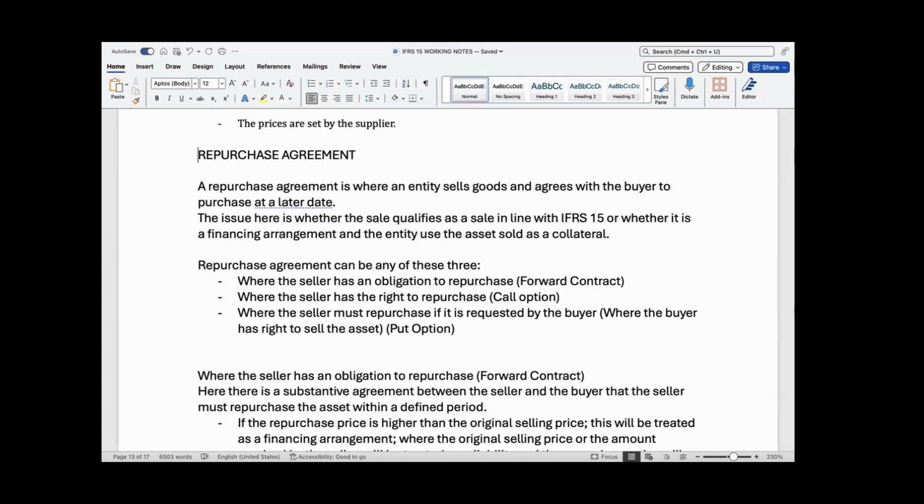So the major issue here, the only thing we need to sort out and understand very well, is that we need to identify whether the sale qualifies as a sale in line with IFRS 15, or whether it is a financing arrangement and the entity just used the asset as collateral. Meaning that you said you sold, did you actually sell? Did you actually transfer control of the goods to the buyer?